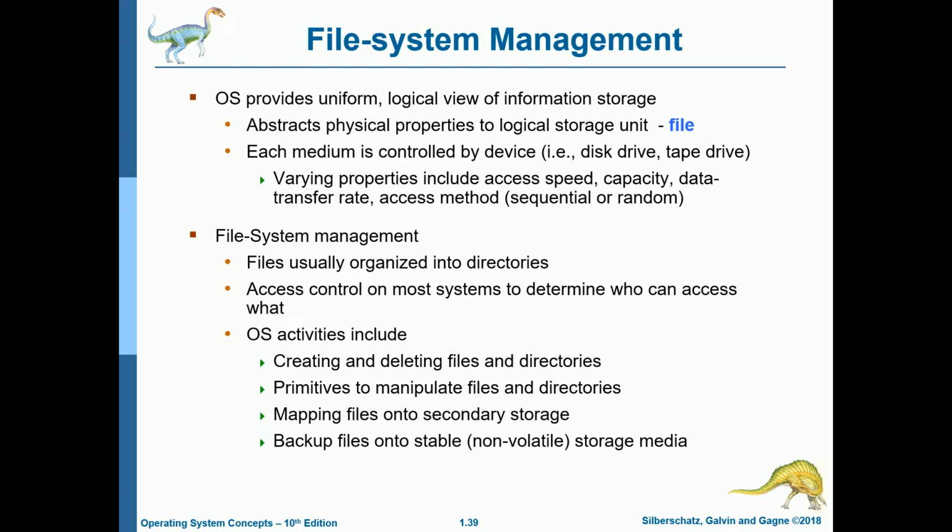Now, going further with these files, a file system management is usually organized into something called a directory. Access and controls on most systems determine who can access what. Now, some of the operating system's activities include creating and deleting these file directories, primitives to manipulate the files in the directories, mapping files onto the secondary storage, and also to back up the files onto stable, non-volatile storage media.